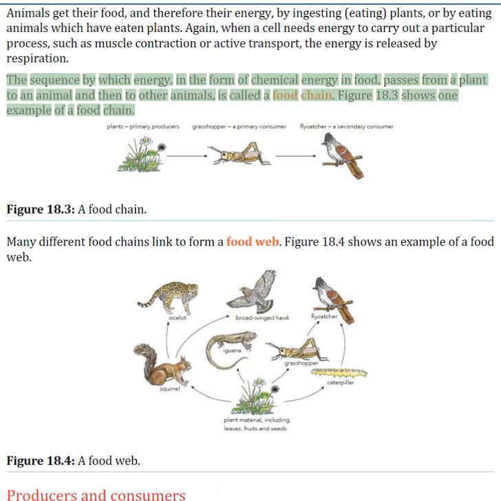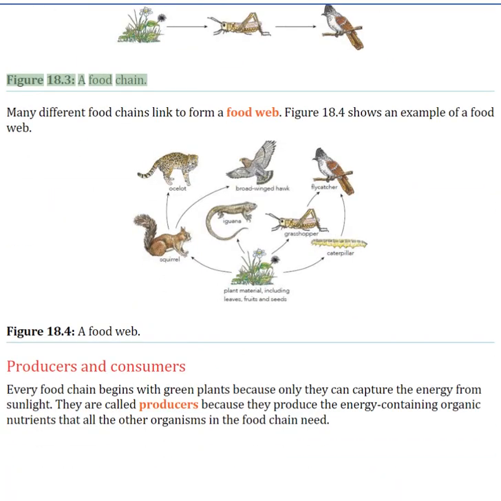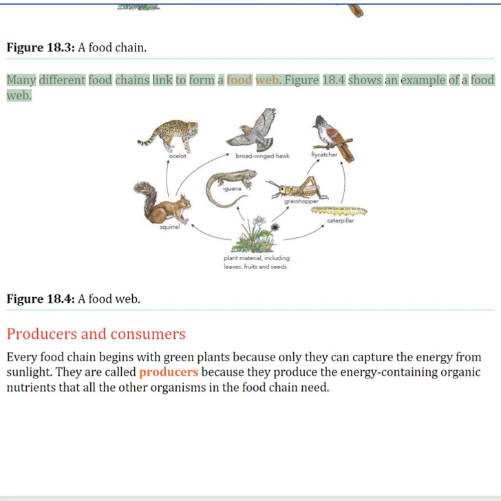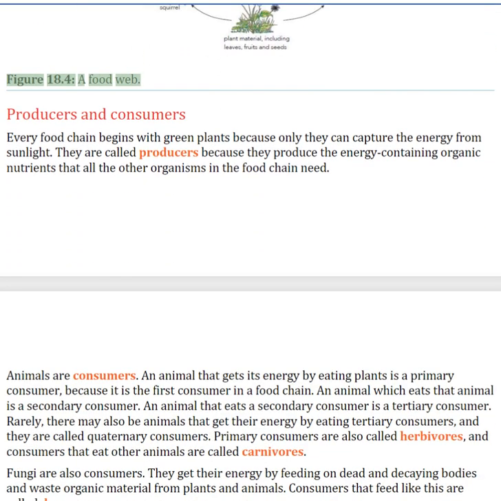The sequence by which energy, in the form of chemical energy in food, passes from a plant to an animal and then to other animals, is called a food chain. Figure 18.3 shows one example of a food chain. Figure 18.3, a food chain. Many different food chains link to form a food web. Figure 18.4 shows an example of a food web. Figure 18.4, a food web.